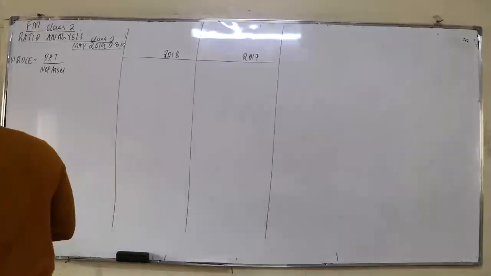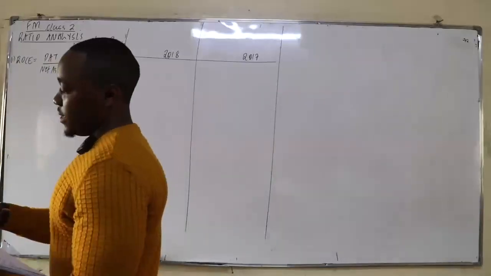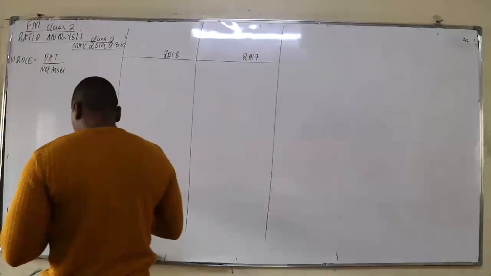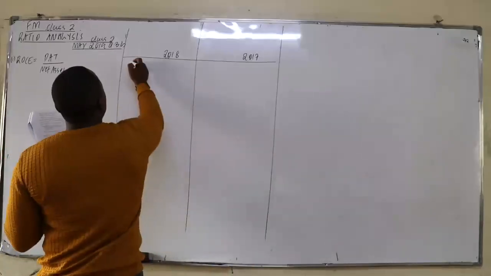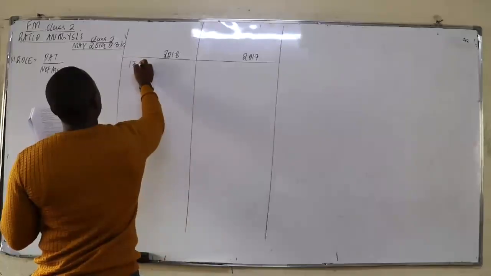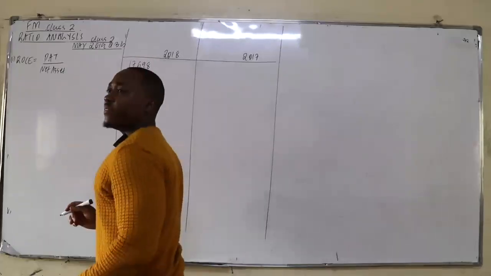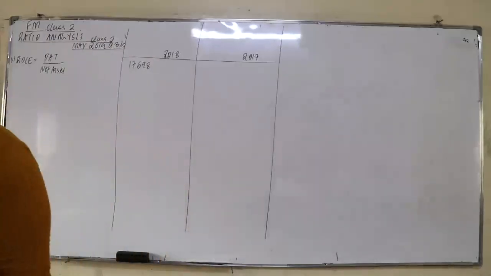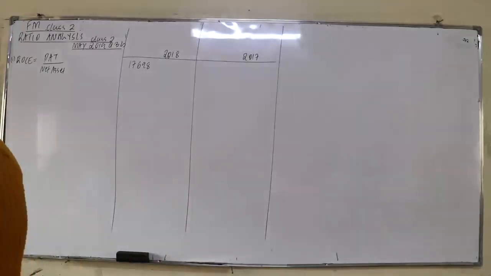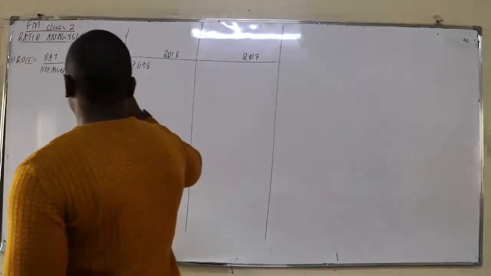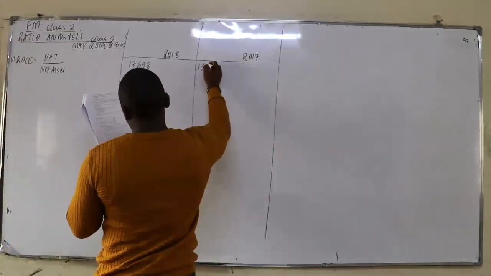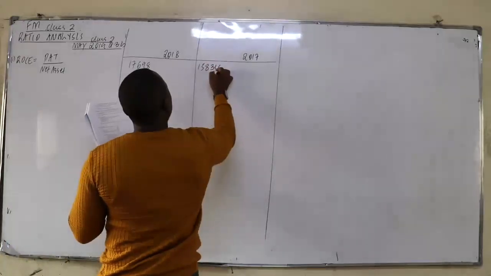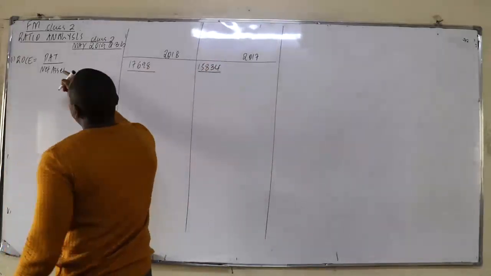So we have the profit after tax. For 2018, the earnings after interest and tax is 17,698. Don't deduct the dividend. If you deduct the dividend, what you get is what we call the retained earnings, and retained earnings is part of reserve. So you take the profit after tax, 17,698, and here you have 15,834. Then you divide by the net asset.